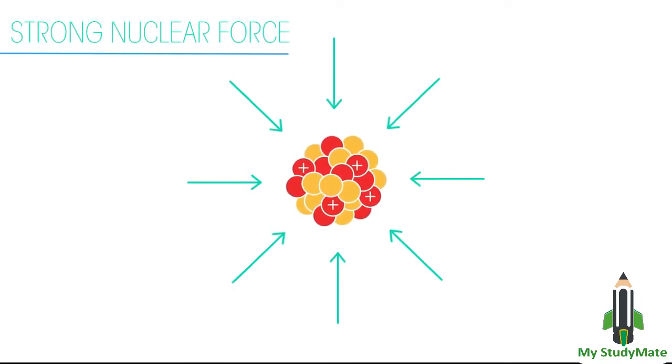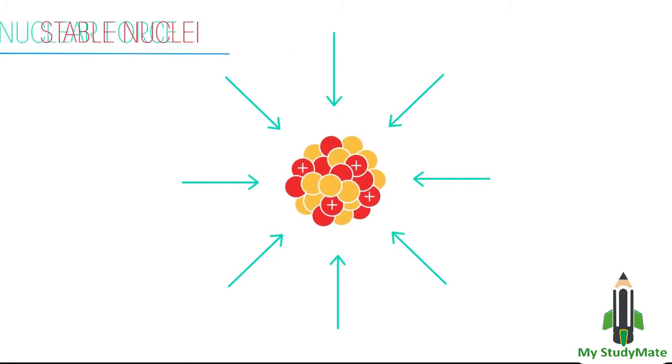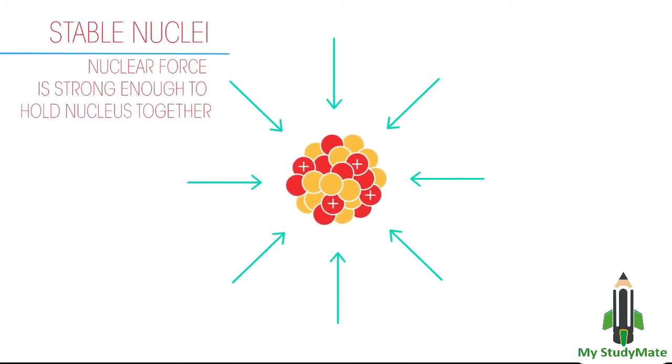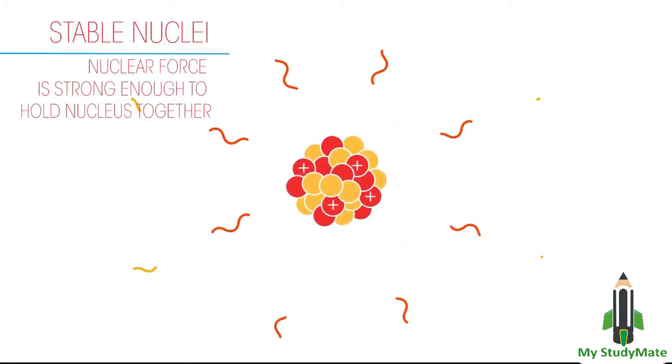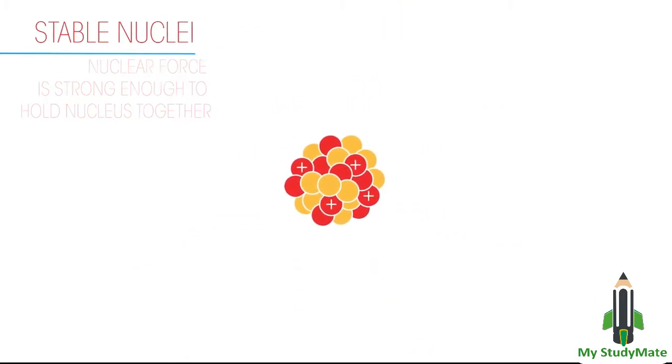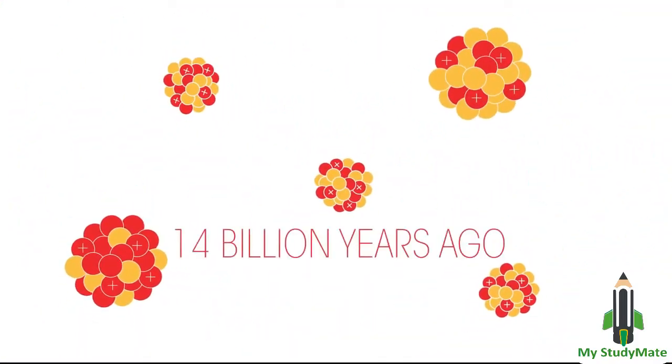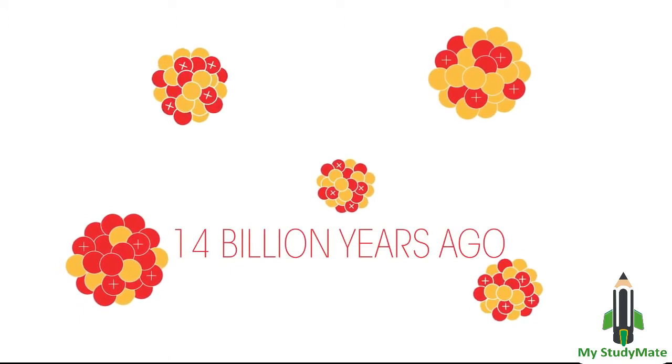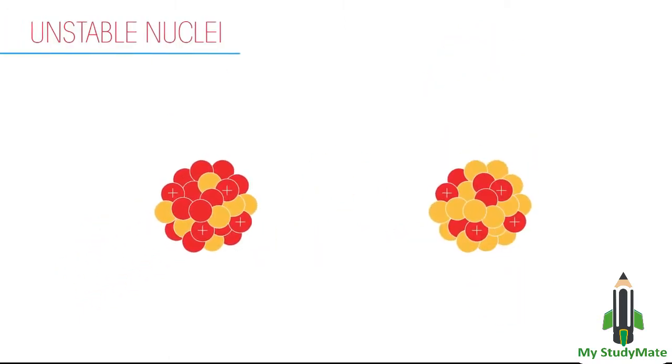A strong nuclear force holds the positive protons and neutral neutrons together in the nucleus and is what determines if a nucleus is stable. In stable nuclei, the force is strong enough to bring sufficient energy to hold the nucleus together permanently. Most of the nuclei formed during the Big Bang nearly 14 billion years ago are still in existence today. But not all the nuclei are stable.